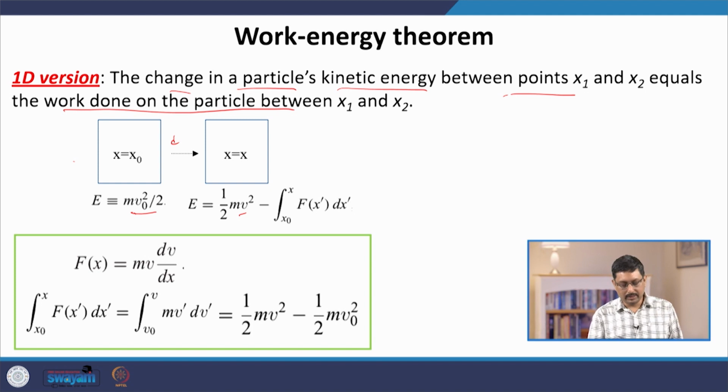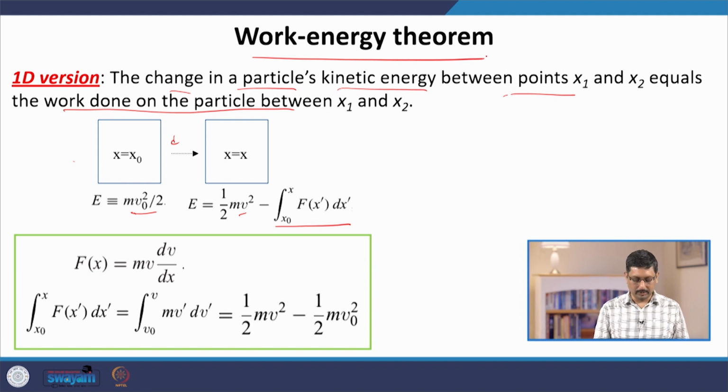Now, the difference is the work done on the particle. The kinetic energy changes because there is some force acting on the particle. For example, in this case the drag force is acting on the car, and the work done against that force is the reason. So, the change in kinetic energy is transferred to the work done. This is called the work energy theorem, and this is very easy to prove, just 2 lines of proof in 1D.